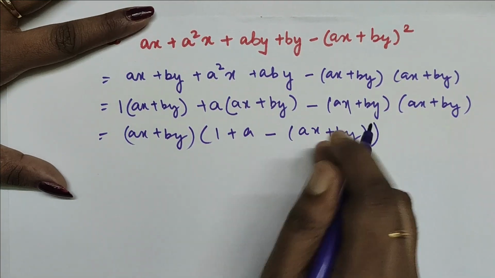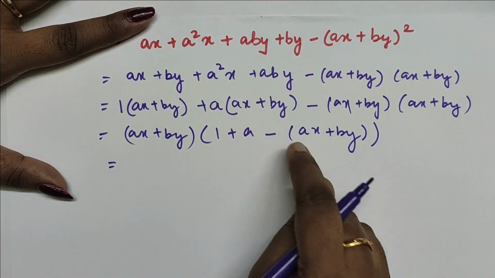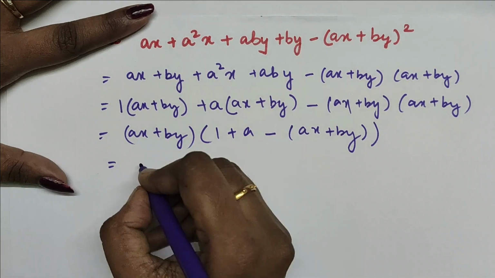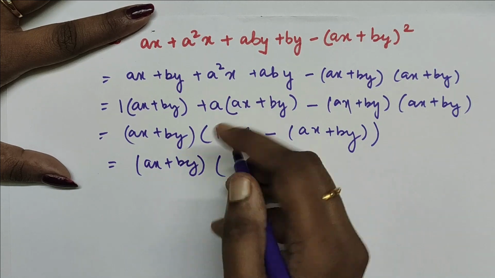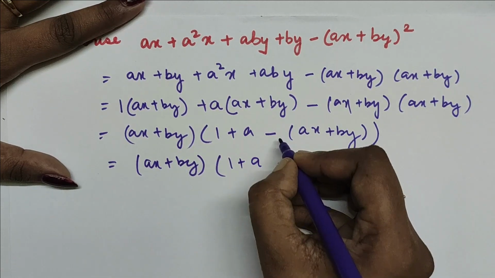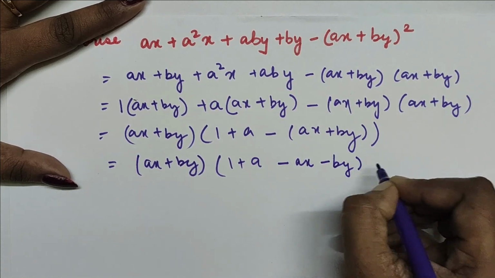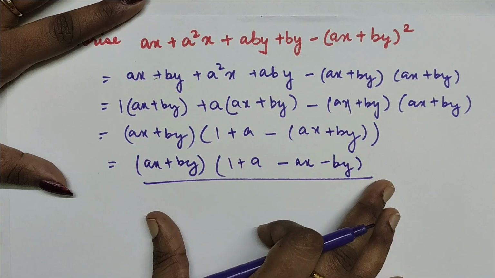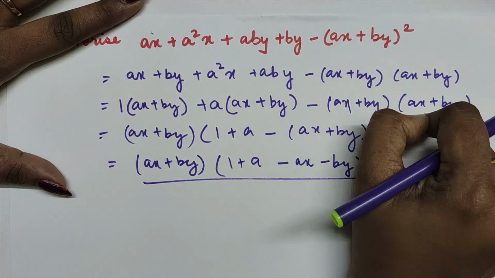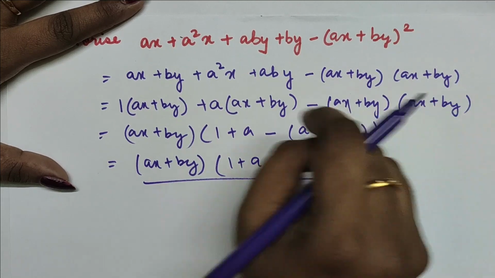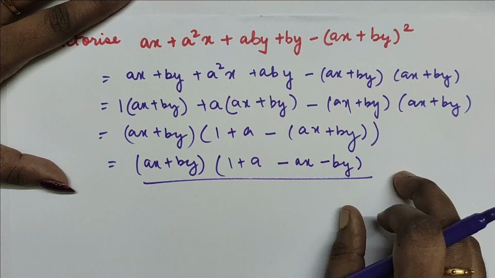Now I put this in bracket for a reason, because many of you make mistakes here. Without putting a bracket, when you write you forget to change the symbols. So ax plus by into bracket 1 plus a minus, because minus was there I have to write minus ax and minus by. So this becomes my factorization. So without opening, because it was square, I just wrote it twice because the meaning will be same, and then I grouped the terms and factorized it. So this is the answer.